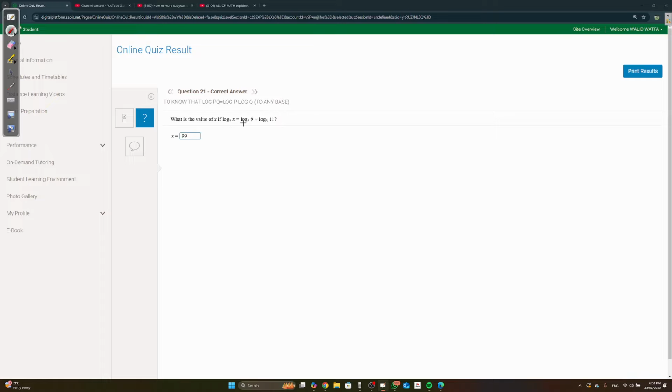Question 21. What's the value of x if log base 5 of x is equal to log base 5 of 9 plus log base 5 of 11? When you have addition of logs, what do you do? You multiply. So it's going to become 9 times 11, which is 99.